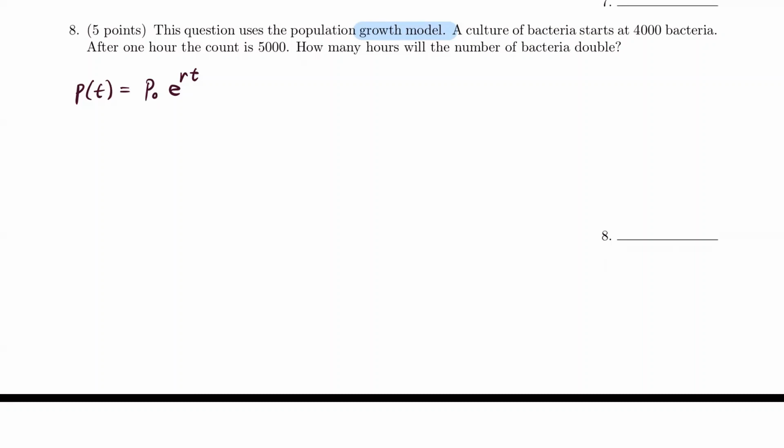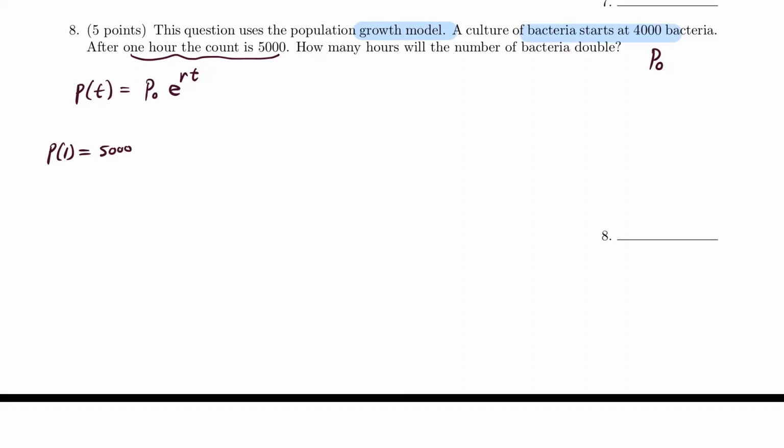So a culture of bacteria starts at 4,000 bacteria. So this is your initial amount. So let's call that P naught. After 1 hour, the count is 5,000. So it grows. So it's a growth problem. So this sentence right here, you can write this as the amount after 1 hour is 5,000. P of 1 is 5,000. How many hours will it take for the bacteria to double?